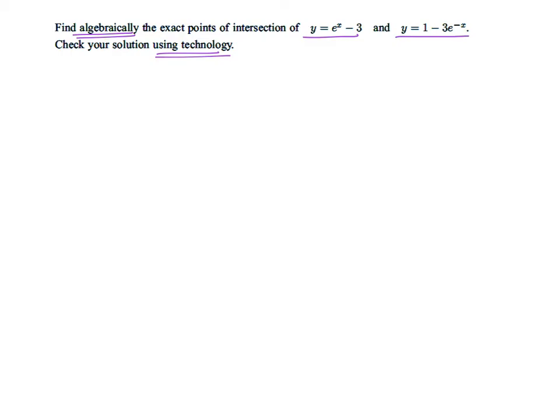Alright, so when we're looking for the point of intersections, that means at that point, x and y coordinates are the same on both of the equations. So we're going to set them equal to each other. We have e to the x minus 3 is equal to 1 minus 3 e to the negative x. We're going to move everything onto one side. So we have e to the x minus 3, and then if you move that onto the left side, that's minus 1. So we have e to the x minus 4 plus 3 e to the negative x is equal to 0.